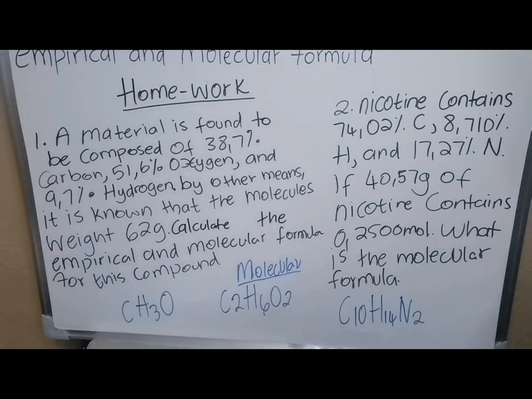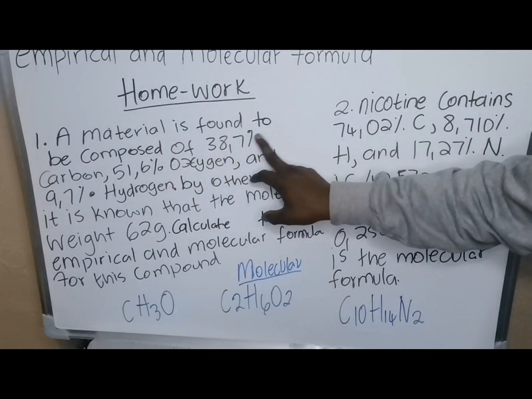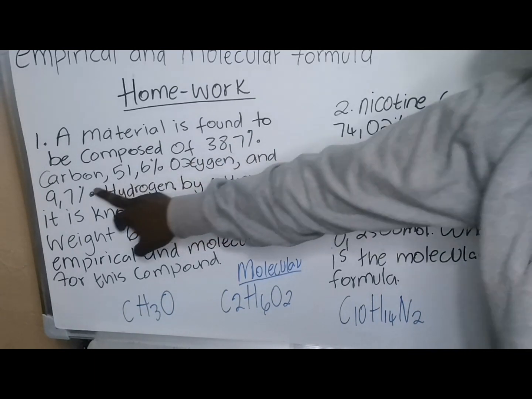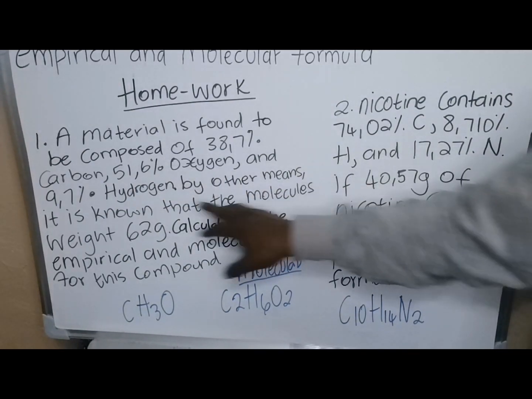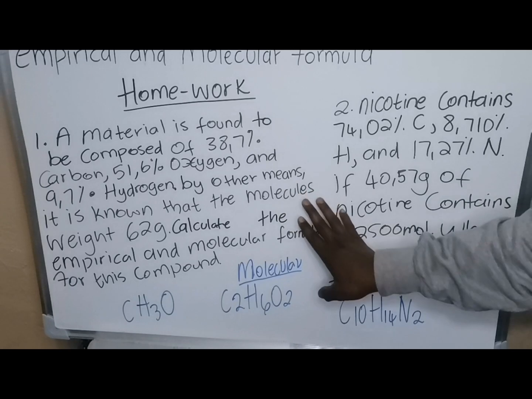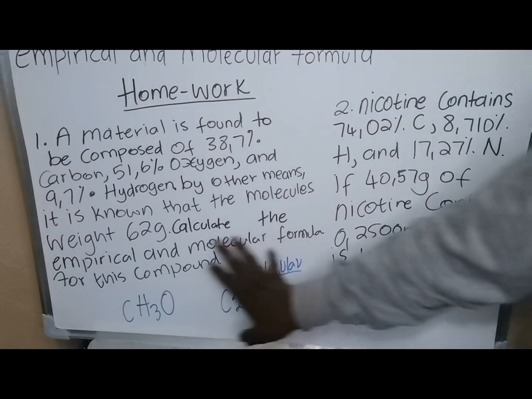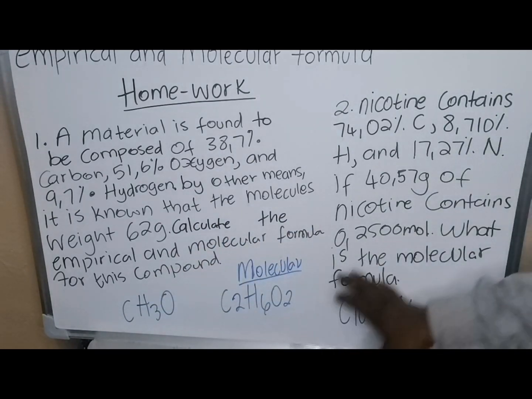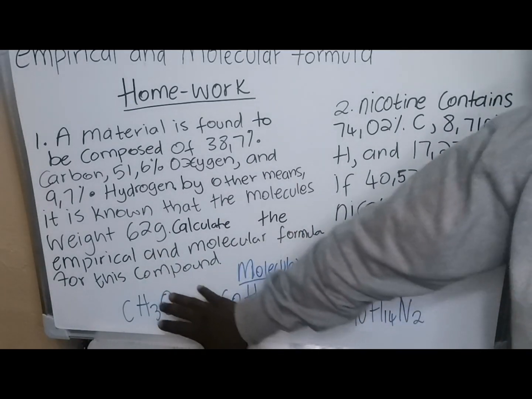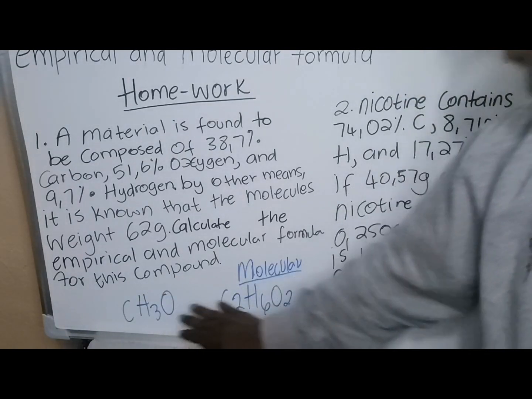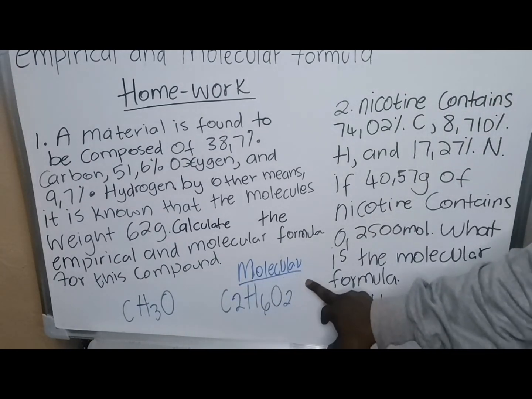So guys, here's homework. There are 2 homeworks here. A material is found to be composed of 38.7% carbon, 51.6% oxygen and 9.7% hydrogen. By other means, it is known that the molecular weight is 62 grams. Calculate the empirical and molecular formula for this compound. So you must find the empirical formula and the molecular formula. Here are the answers. This answer is for the empirical formula. This one is for the molecular formula. You need to reach here first and come here last.